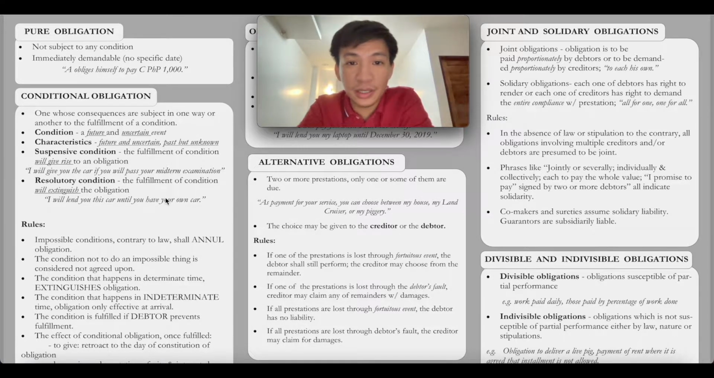To clarify this, let's have an example. Yung example natin dito is, I will give you the car if you pass your midterm exam. Okay.